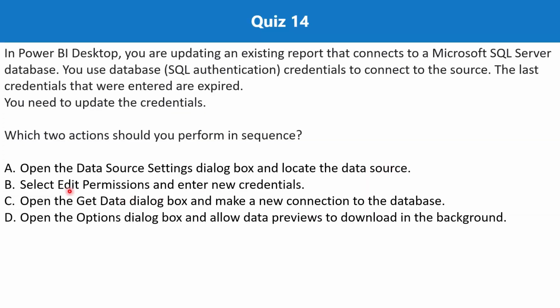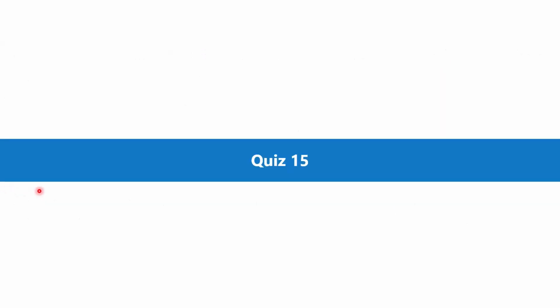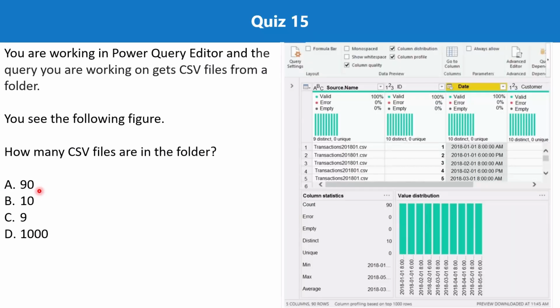So this is very obvious from the options which are given here, A and B. Option C requires you to go and select get data, so we do not need to go and make a new connection, and this option has nothing to do with the data source credentials. So these are the two right options where we first perform option A and then we actually go and perform option B.